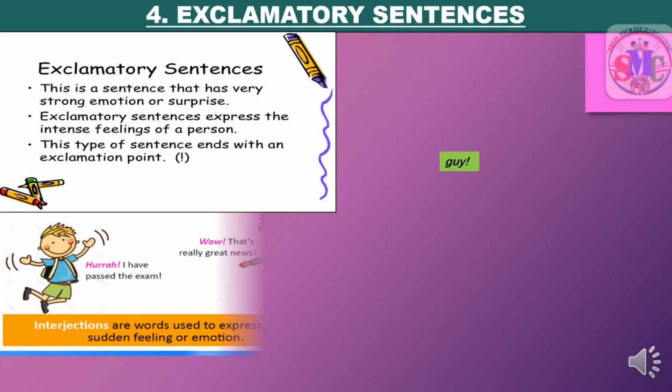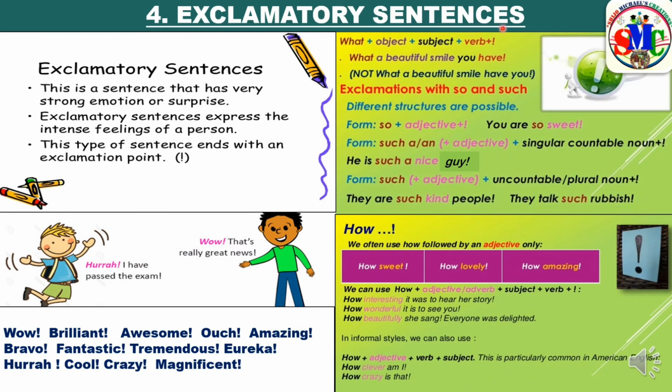Now let us learn about exclamatory sentences. Exclamatory sentences show very strong emotion or surprise. Exclamatory sentences express the intense feelings of a person. This type of sentence ends with an exclamation point, otherwise known as an exclamation mark. For example, hurrah, I have passed the exam.